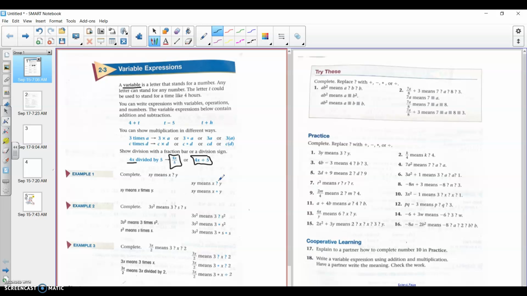Pretty simple, and you're going to find our work on the other page, 1 through 16, is going to be that simple. Example number 2, complete. 3s squared means 3 blank s blank s. So the question marks are blanks they want you to fill in. So 3s squared means 3 blank s squared. Well, you're going to multiply. So again, a times or an x here would be representable. And then continuing on, the s squared means s times s.